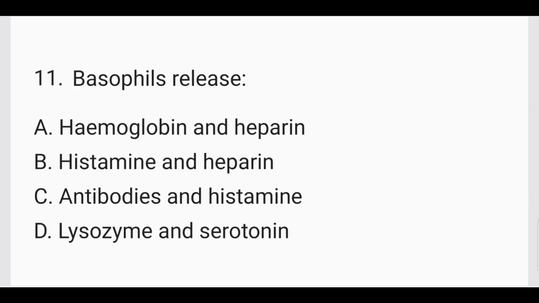Question number 11: basophils release hemoglobin and heparin, histamine and heparin, antibodies and histamine, lysozyme and serotonin. The answer is histamine and heparin. Basophils release three components: histamine, heparin, and serotonin. Histamine causes inflammation and vasodilation. Heparin acts as an anticoagulant.